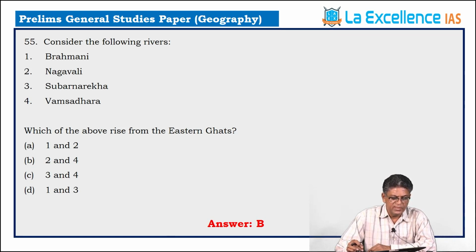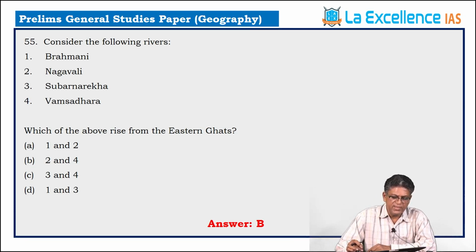Remove Subarnareka, remove Brahmani. The answer is Nagavalli and Vamsadhara, and Nagavalli is born in the Eastern Ghats of Kalahandi district, and Vamsadhara is also born in the Kalahandi district. Of course, the Vamsadhara project is in a different district, that is Rayagada district in Odisha. There is a Vamsadhara project, which is a multi-purpose project for flood control, irrigation, hydropower.